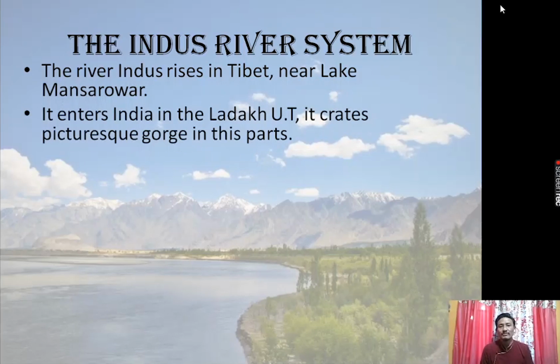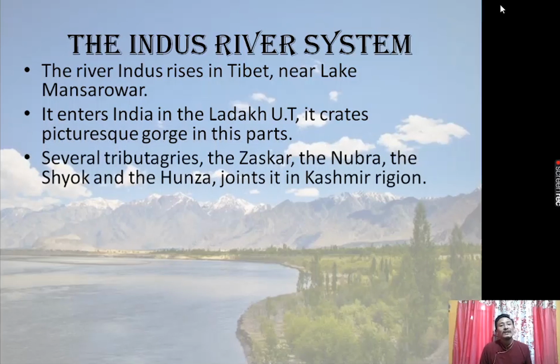picturesque gorges in parts. This is what we normally witness when we visit certain places which have rivers: we come across beautiful gorges, twists and turns made by the rivers. That twist and turn has appeared mainly because of the erosional and depositional work of the river, as we have already mentioned in the previous slide.